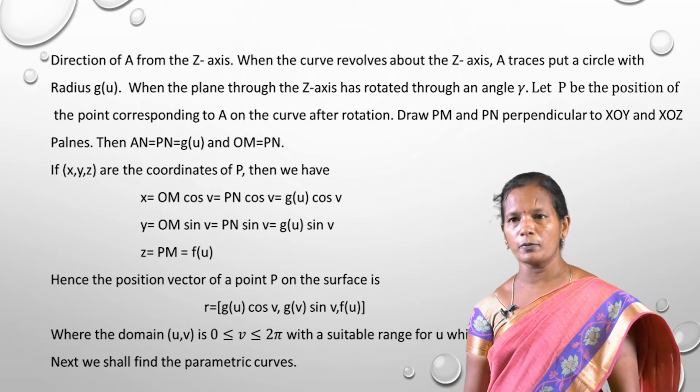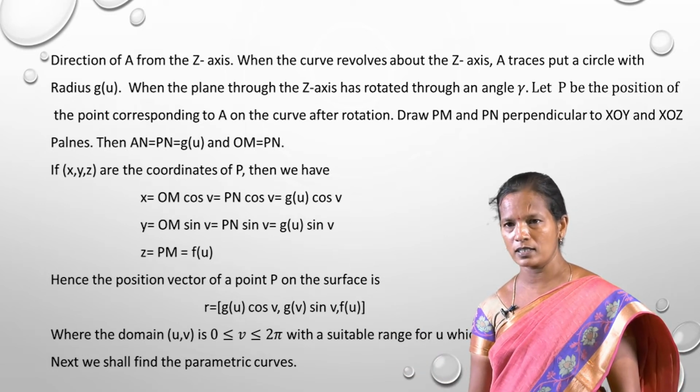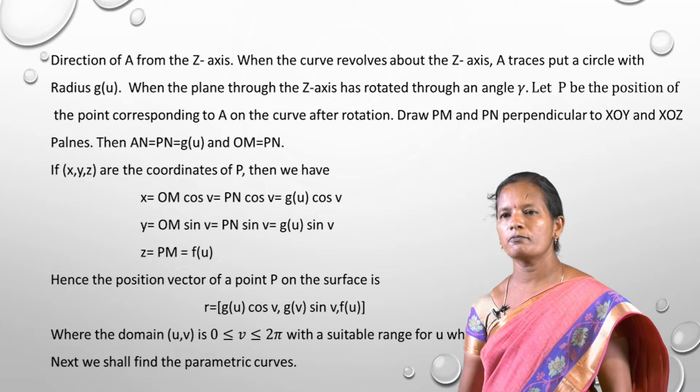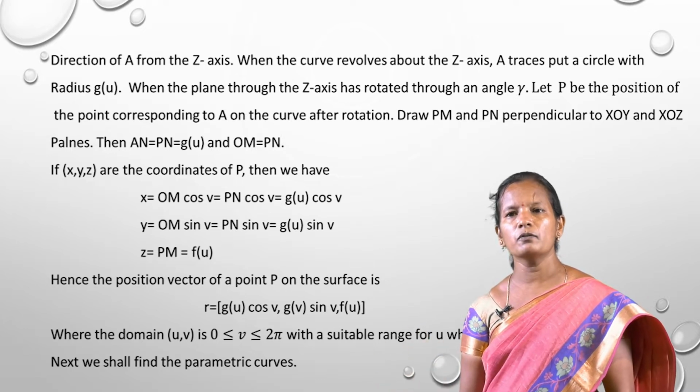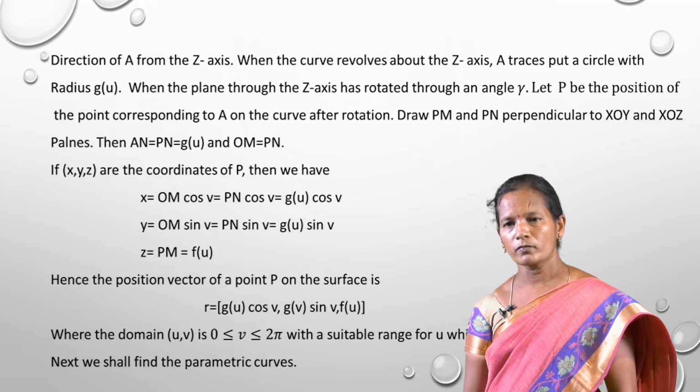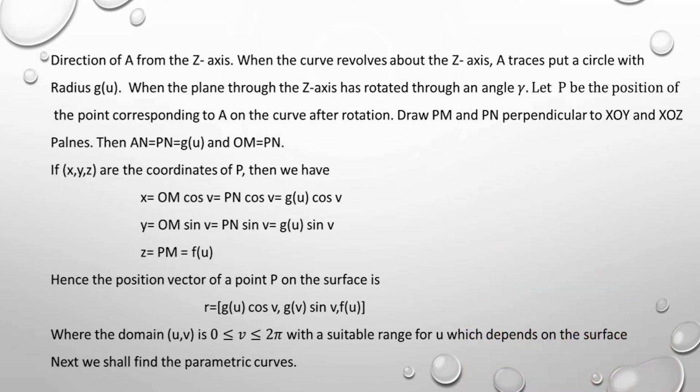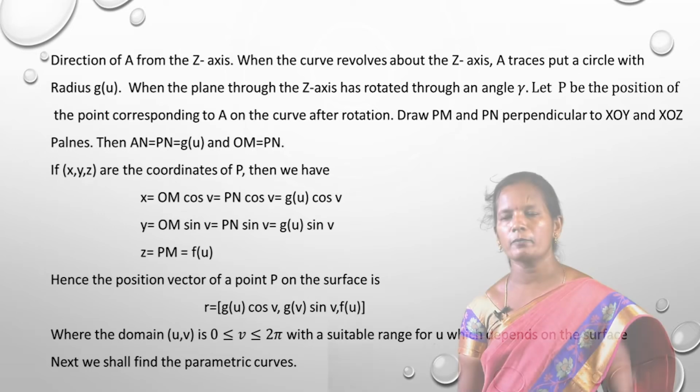Hence the position vector of a point P on the surface is the vector R equal to (g of u cos v, g of u sin v, f of u), where v lies between 0 and 2 pi, with a suitable range for u which depends on the surface. Next we shall find the parametric curves.